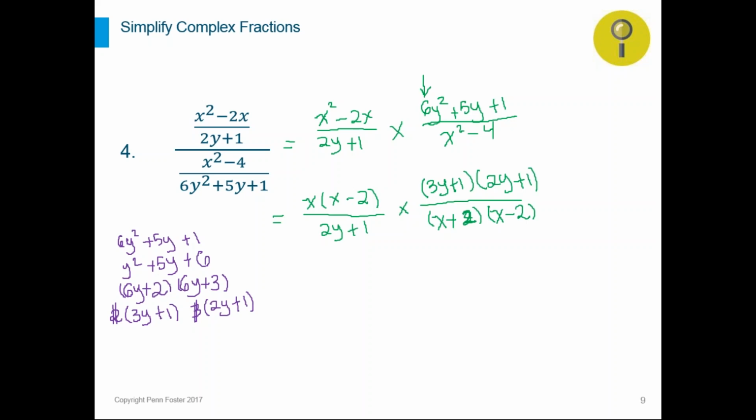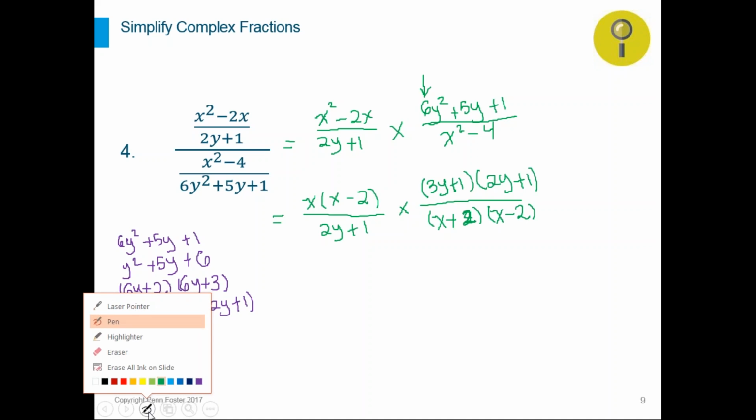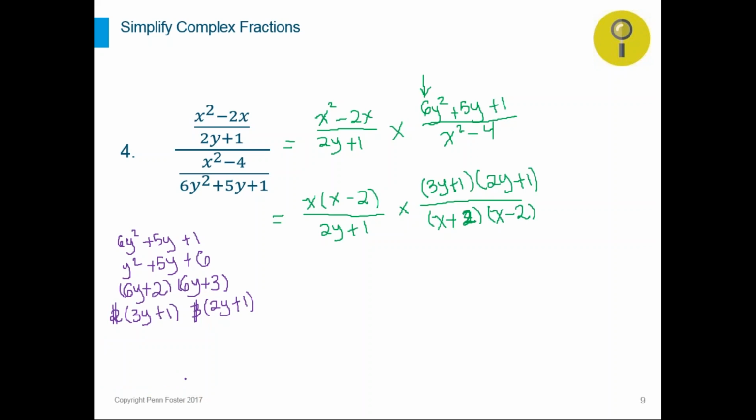Okay, so we factored out the numerator on both and the denominator here, and this one stayed as is. Next, use the cancellation method. What can I cancel out so when I multiply, I don't get too much work to do to still simplify it in my answer? Well, I have x minus 2 and x minus 2 that will go away. Oh, 2y plus 1 and 2y plus 1 that will go away. Then the leftover would be x times 3y plus 1 over, the leftover here is x plus 2.